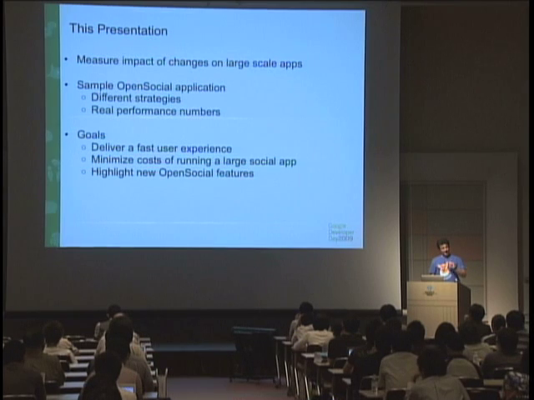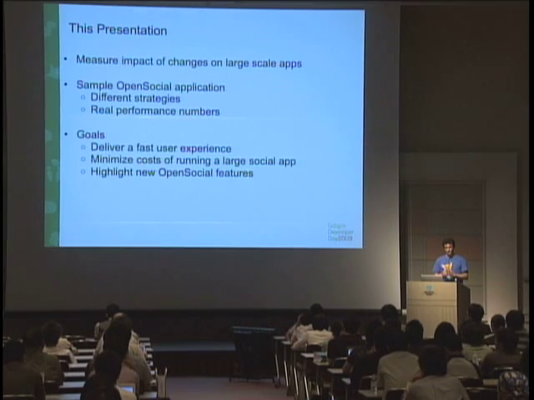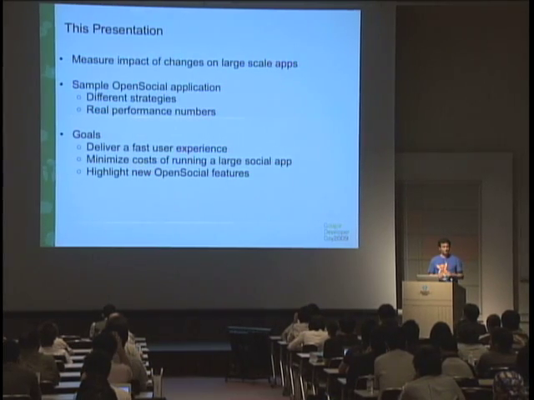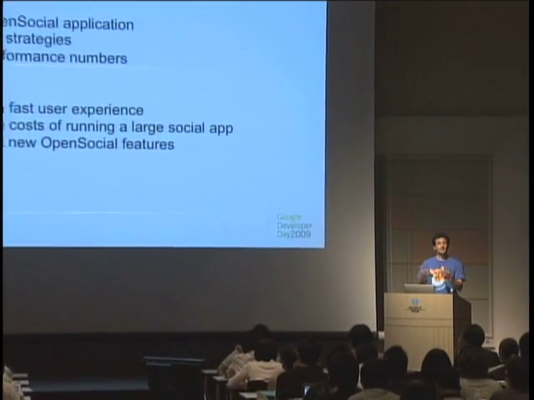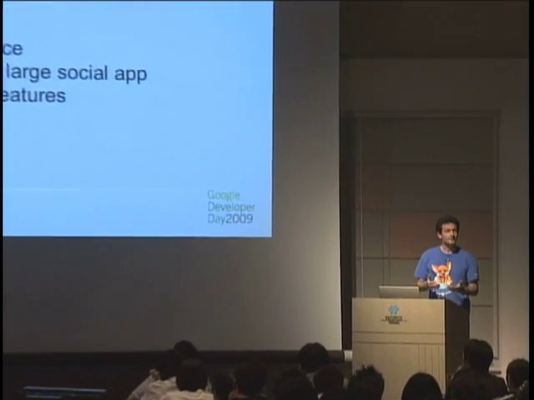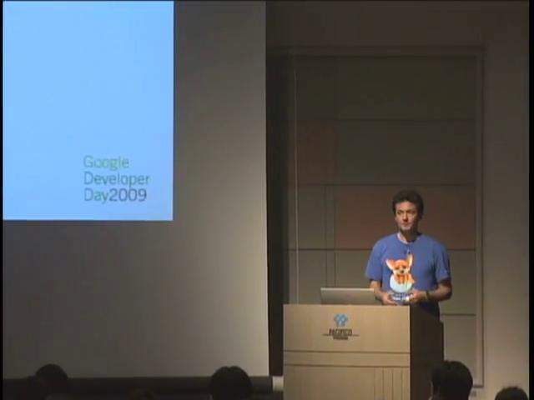And then we're going to highlight a few new features in OpenSocial 0.9. I don't know if any of you went to the other OpenSocial talk. There are lots of features in OpenSocial 0.9 that help you optimize the performance of your application. So I'd like you to know about them.